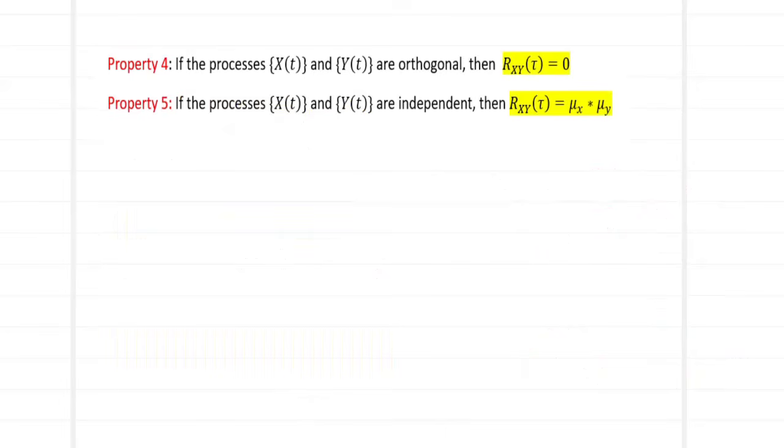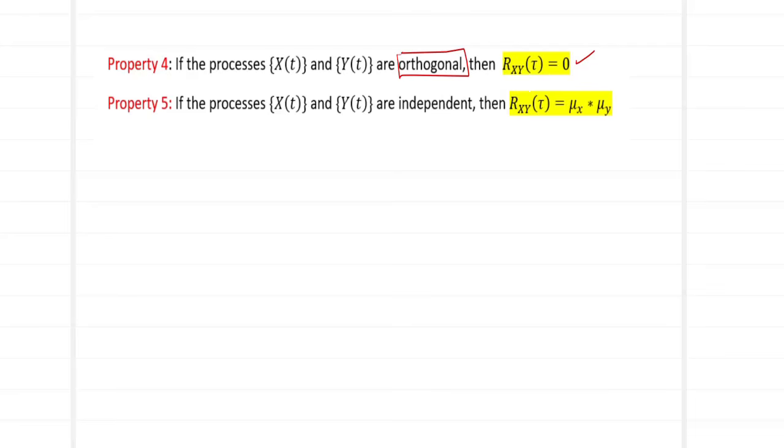Now moving on, if the processes X of t and Y of t are orthogonal, orthogonal meaning there is going to be a 90 degrees phase shift between the two signals X of t and Y of t, then what happens to the cross correlation? The cross correlation vanishes, or Rxy of tau becomes equal to 0.